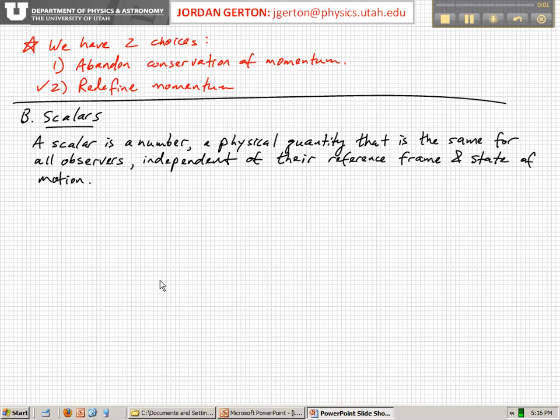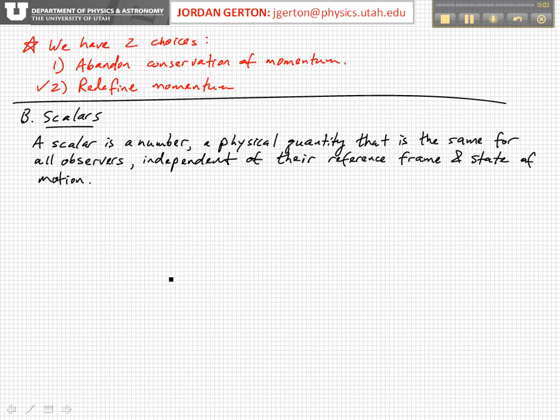Okay, so as we march towards defining a generalized momentum that is invariant between coordinate systems that are moving with respect to each other at all velocities, not just at non-relativistic velocities, we need to go through some development of some mathematical concepts here. And what we're going to start off with is the concept of a scalar.